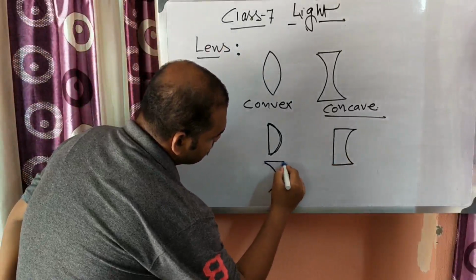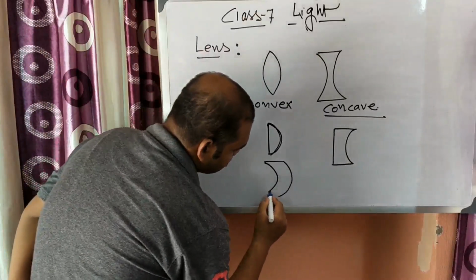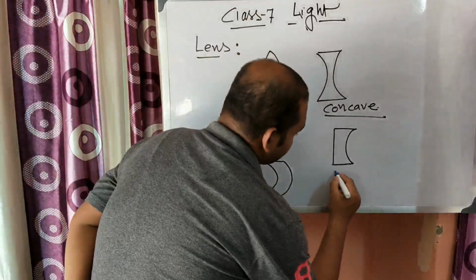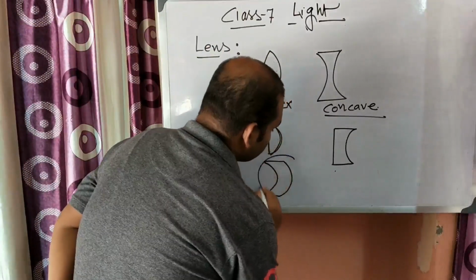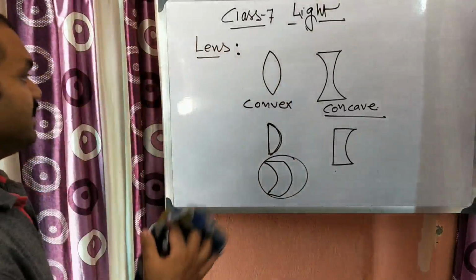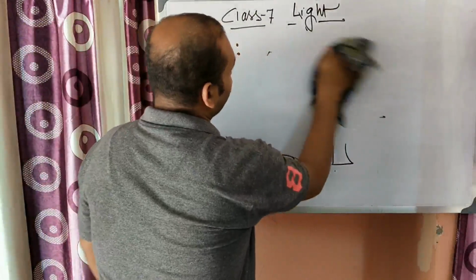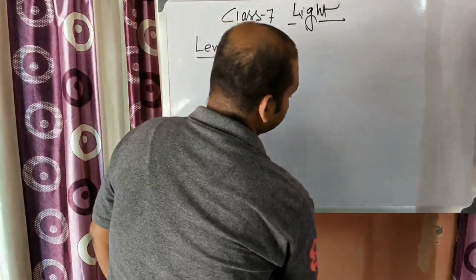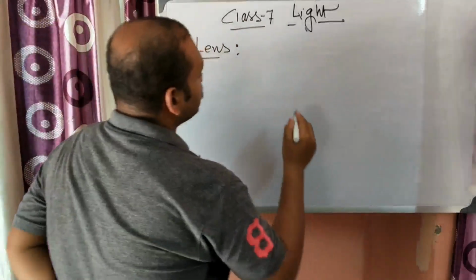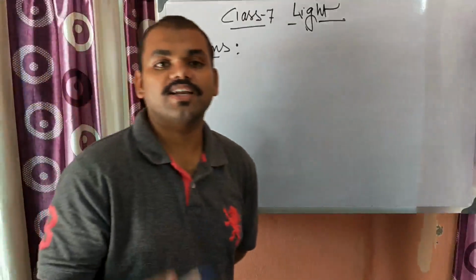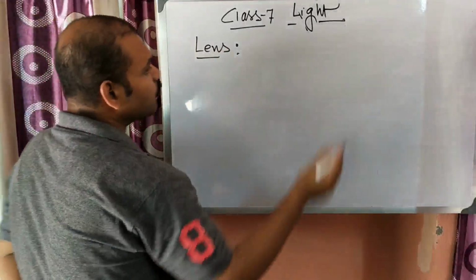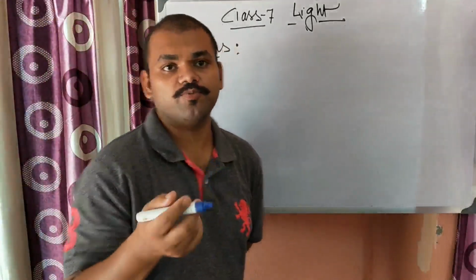And this type of lens is known as concavo-convex, and this one is known as concavo-convex lens. Okay, so there are several kinds of lenses, but in this class we need to know about only convex lens and concave lens. So in case of a convex lens and a concave lens, in both these cases we have a few points to remember.